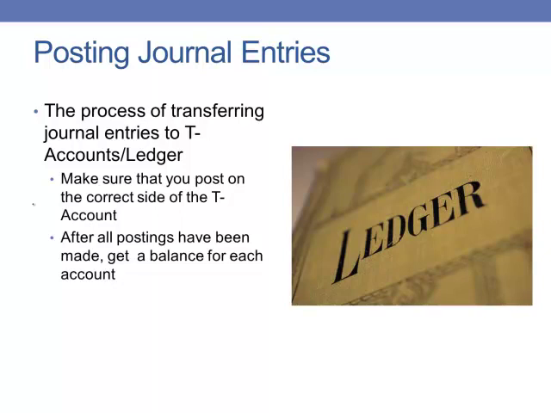So make sure that you post on the correct side of the T account. If you debited the account, you're going to put it on the left side of the T account. If you credited the account, put it on the right side of the T account. And then after you've posted all journal entries into the ledger, you'll get a balance for each account. Those balances are the numbers that we use for our financial statements.